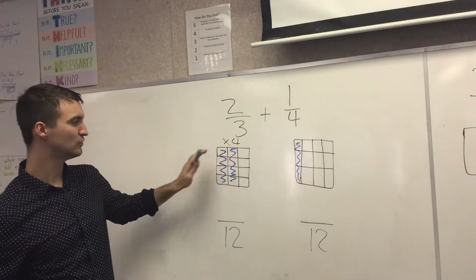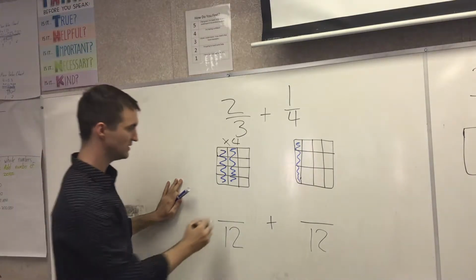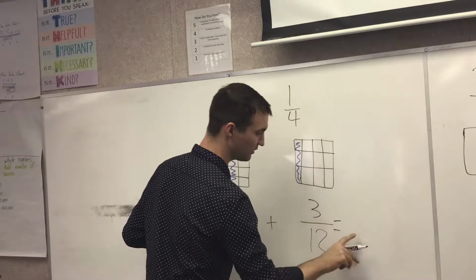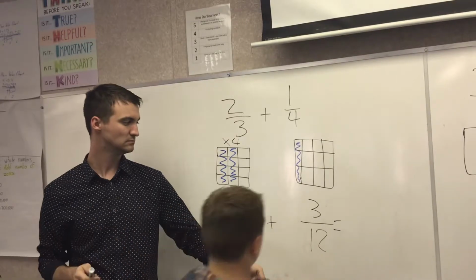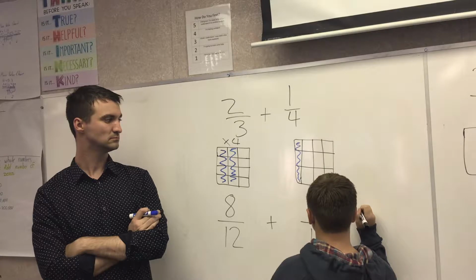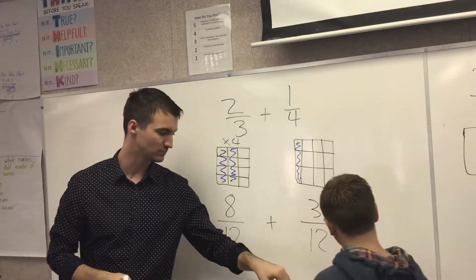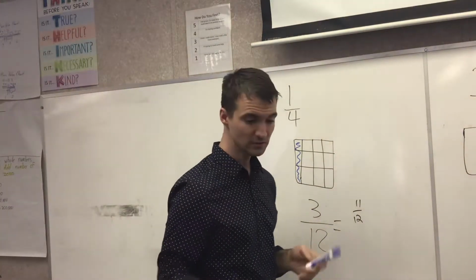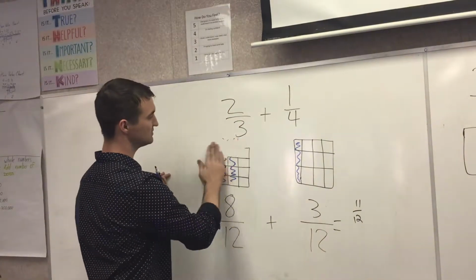Now how many do I have shaded in? You have 8 shaded in on that side. How many do I have shaded in over here? 3. 3. And Brantley, I want you to come write our answer right here for me, please. Okay. Excellent. Your answer would be 11/12. Thank you so much.